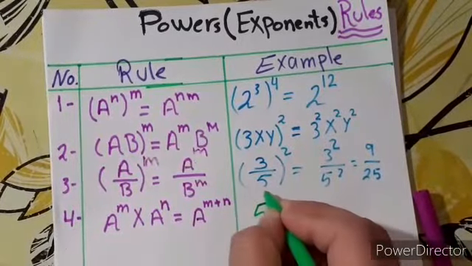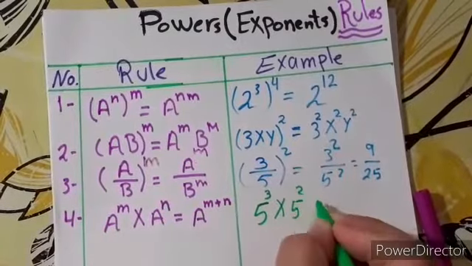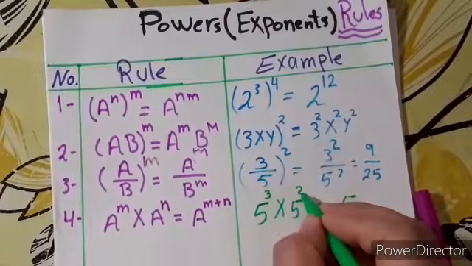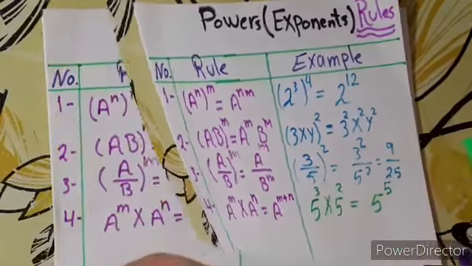For example, 5 power 3 multiplied by 5 power 2, we can write 5 power what? 3 plus 2 equals 5. Very good.